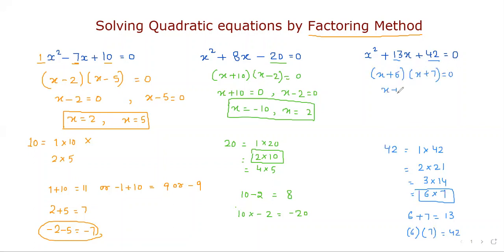And again, equate both to 0. x plus 6 equals 0 and x plus 7 equals 0, which will make it x equals negative 6 and x equals negative 7. So again, these are the two solutions of this quadratic equation.